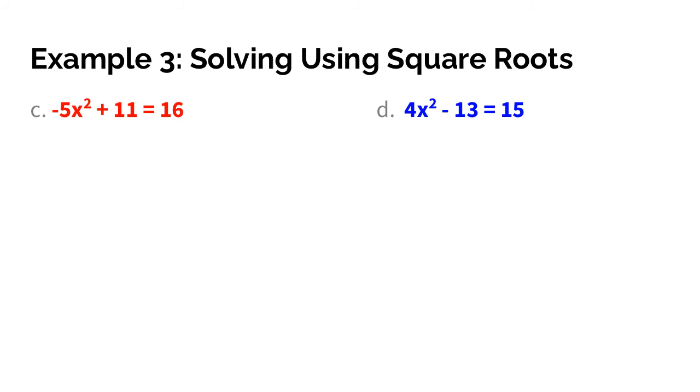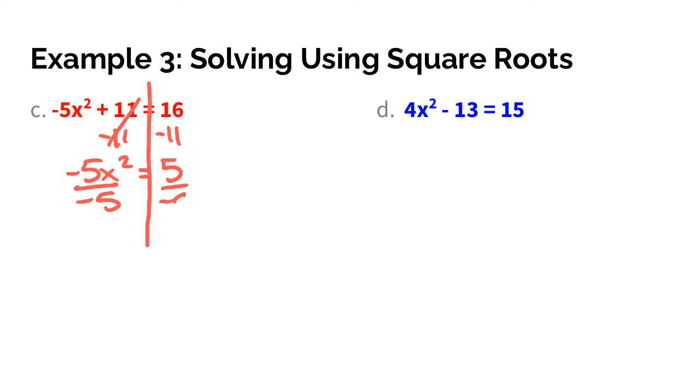All right, now let's take on a little bit more sass again here. So I'll do one more example here, negative 5x squared plus 11. So first thing I'm going to do is subtract 11 from both sides. I would then get negative 5x squared. Here, 6 minus 11 is going to give me negative 5. I'm going to then divide both sides by negative 5. That's going to cancel, and I'd get x squared equals negative 1.